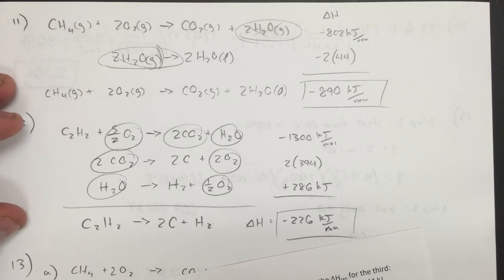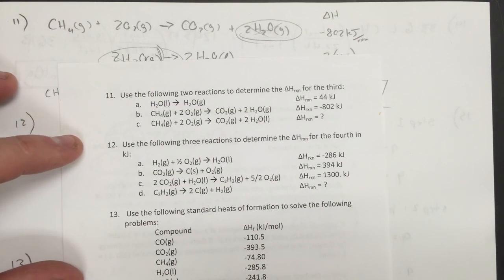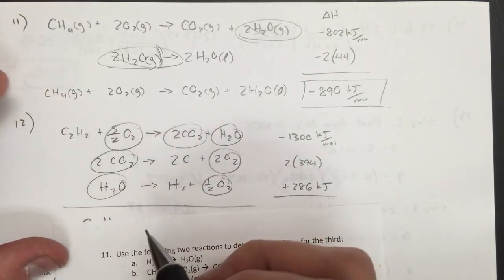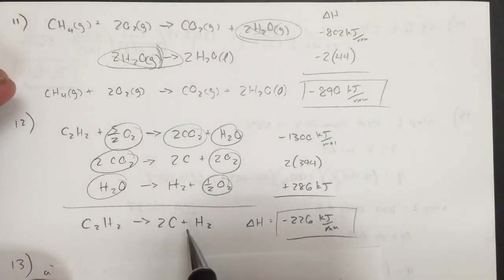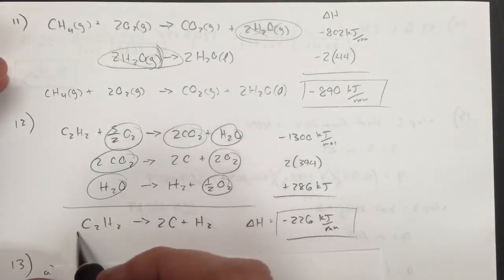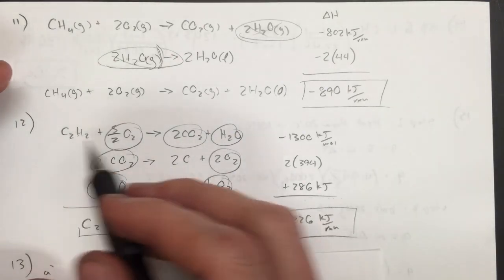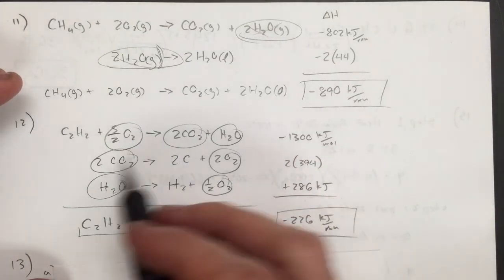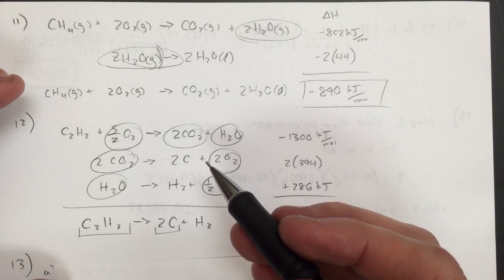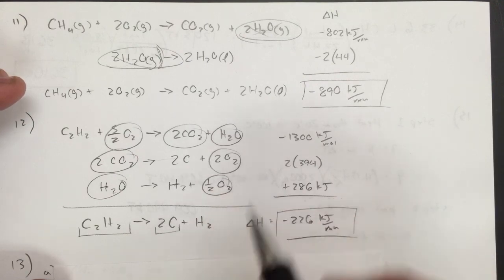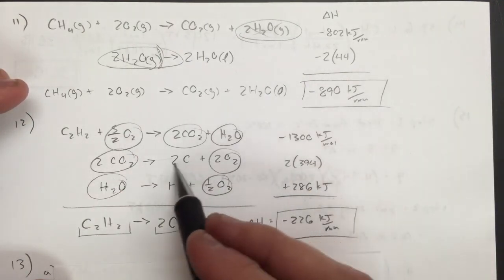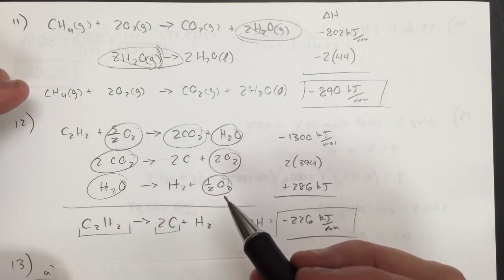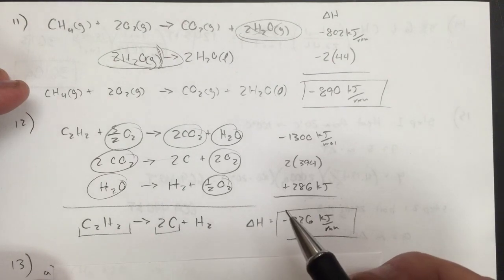All right, number 12, use the following 3 reactions to determine the delta H for the fourth reaction in kilojoules. So again, we add them together in such a way that they add up to the thing that we want. The way that I did it was I said, okay, I want C2H2, so I'm going to use that reaction, and then I want 2 carbons, so I used 2 times that reaction, but I didn't have to reverse that one. I had to reverse that first one, so it's negative. And then I used that reaction, but twice, and then this one I used, I think, just as it was, but reversed as well.